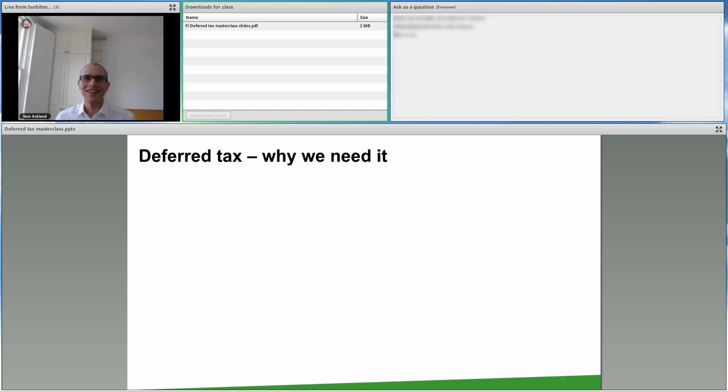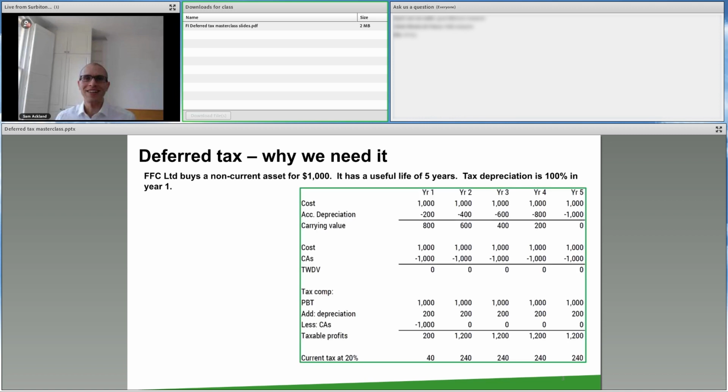Now, if you look at this schedule on the slide now, you can see a few things here. The first thing you can see is the accounting carrying amount of the asset. So we buy an asset in year one. You can see that we're depreciating it over its useful life of 5 years. So the carrying amount in year one is 800, and over the 5 years, of course, the carrying amount goes down to zero because we gradually depreciate the asset over its useful economic life.